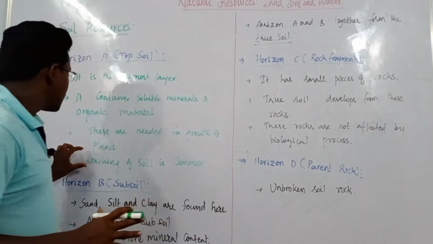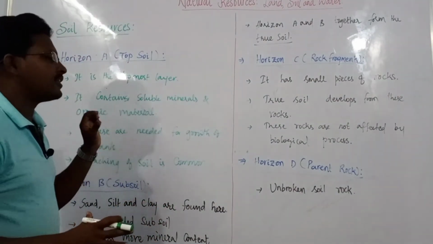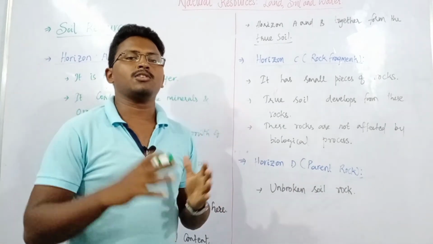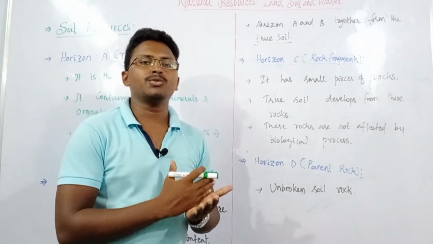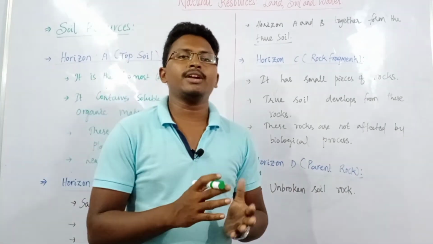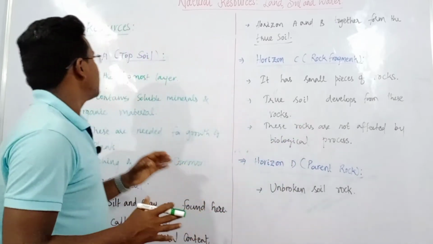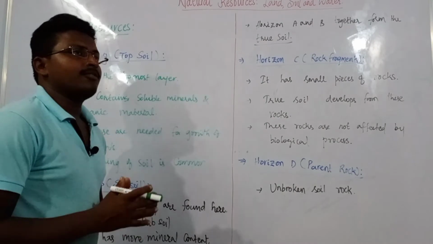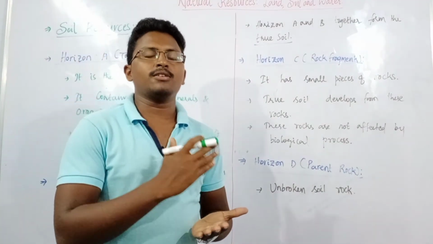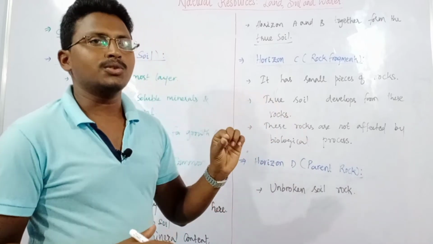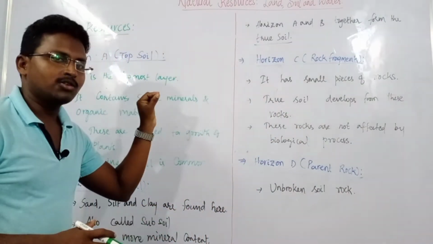Then leaching of soil is very common in horizon A, since it is the topmost layer of the soil. Due to water, air, wind or any other natural factor, leaching is a common process in horizon A. Why? Because whenever there is rainfall or strong wind, leaching automatically takes place, because it is on the top layer.